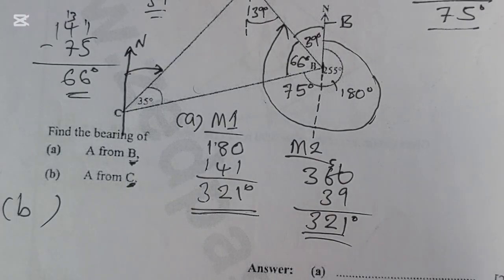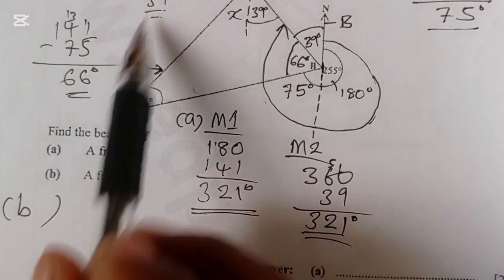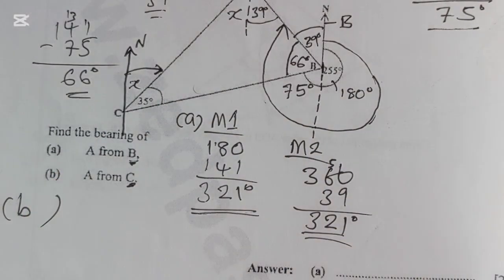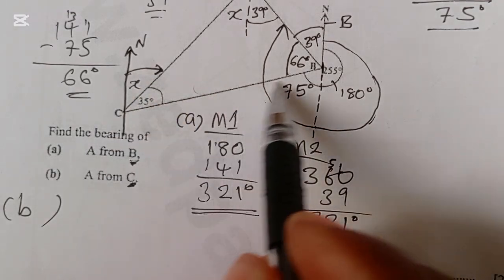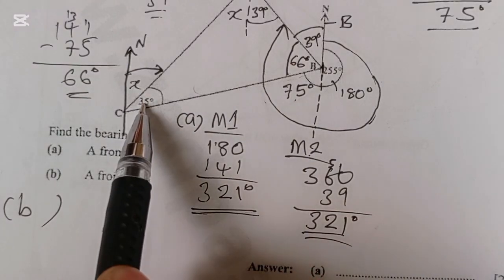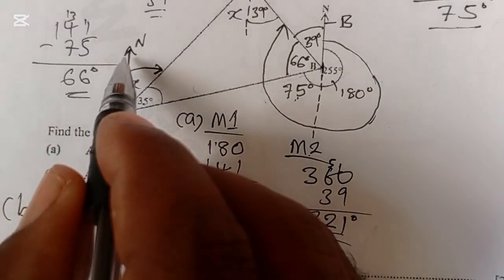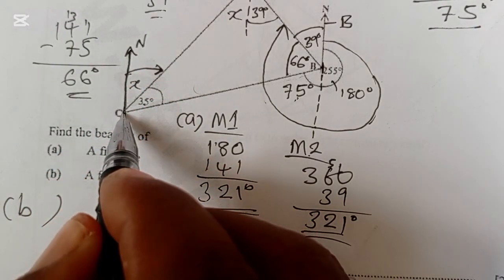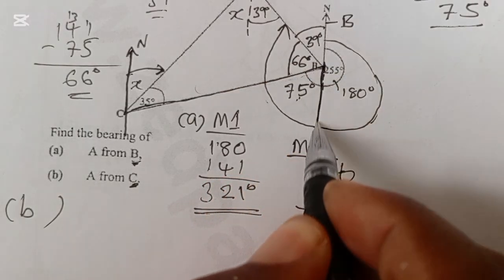So here we've also got two methods. The other method is by finding this angle here. This angle is alternating with this angle. When you look at this, it is making a Z. So this is 75. So x plus 35 is also 75. These two angles are alternating.